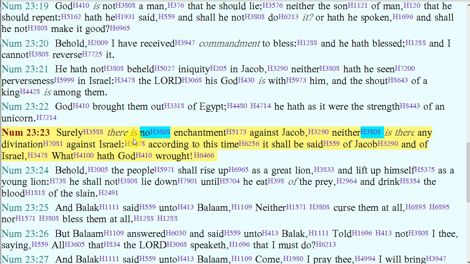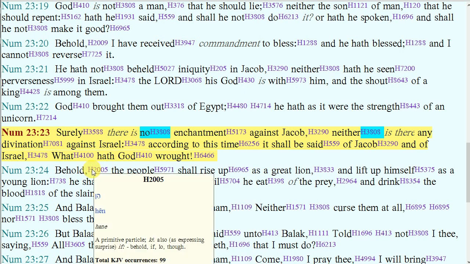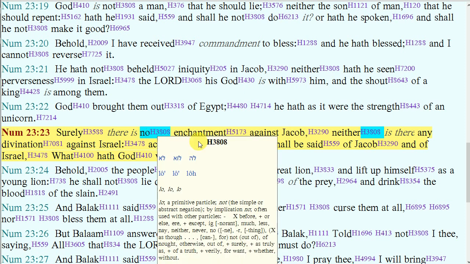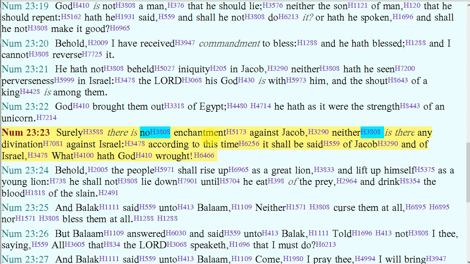Surely there is no enchantment against Jacob, neither is there any divination against Israel. According to this time it shall be said of Jacob and of Israel, what hath God wrought? Both of these are the opposite. There is absolutely no enchantment against Jacob. It still has a qualifier here, but it's using the absolute form of the opposite. So this is none, enchantment, and then it gives you the qualifier. So there are enchantments, but absolutely none against Jacob. Neither is there any divination against Israel.